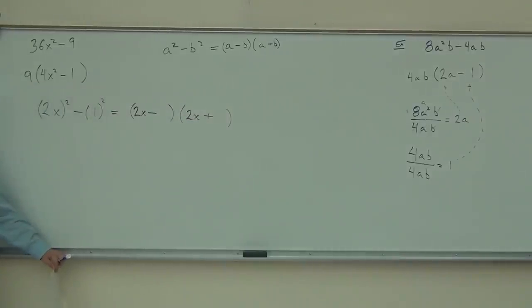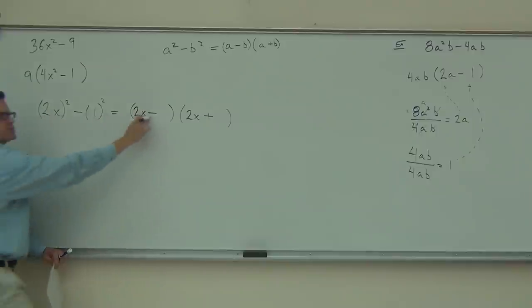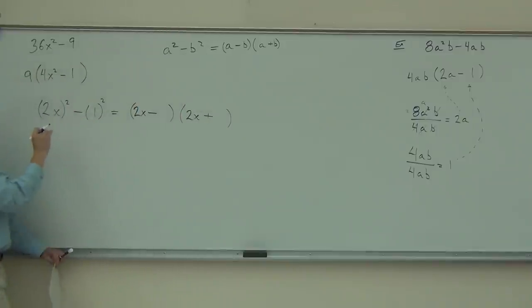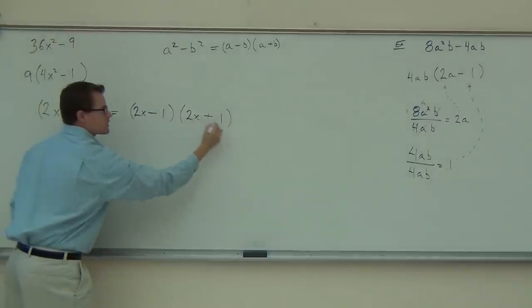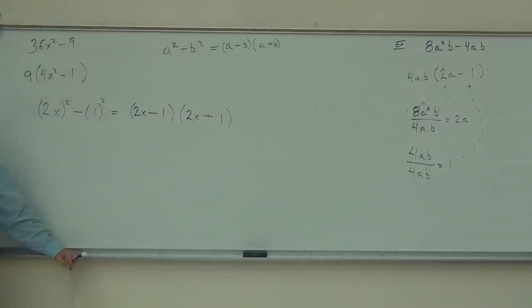Nod your head if you do. I need to know if you know that. See where that 2x is coming from? It's right here, just going in both spots, just like our A did. Now our 1 is our B. Our 1 is just going to go here and here. Hey, you're done. Isn't that kind of awesome?